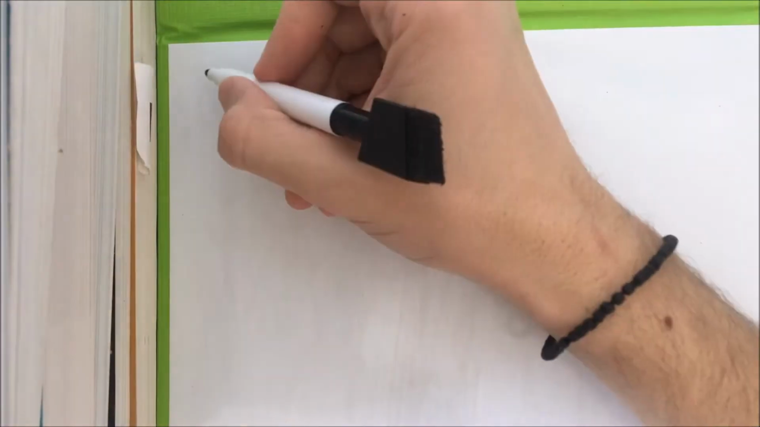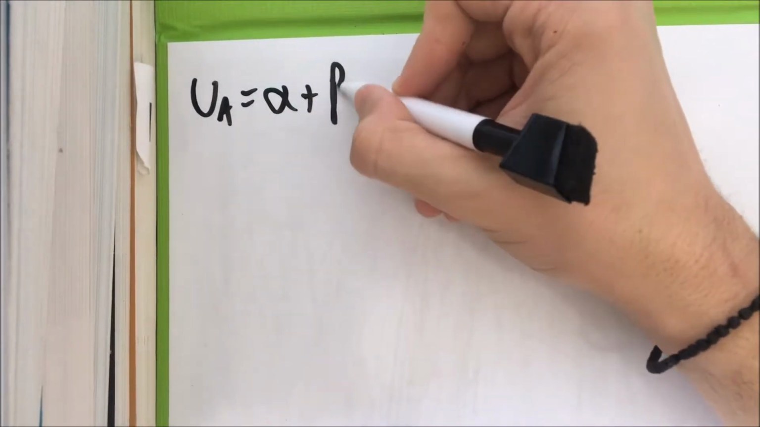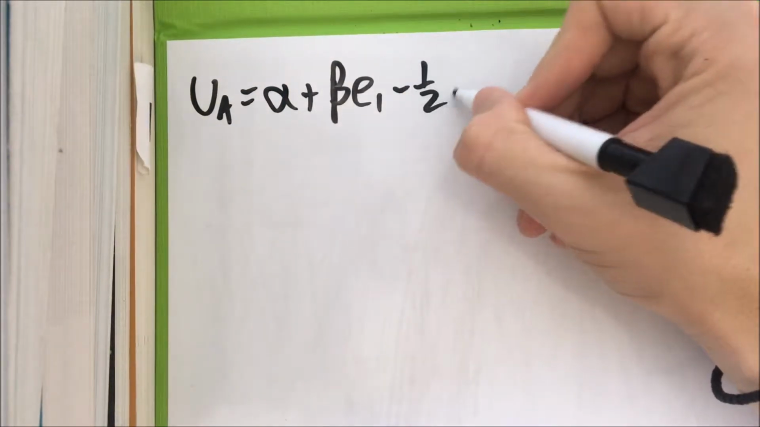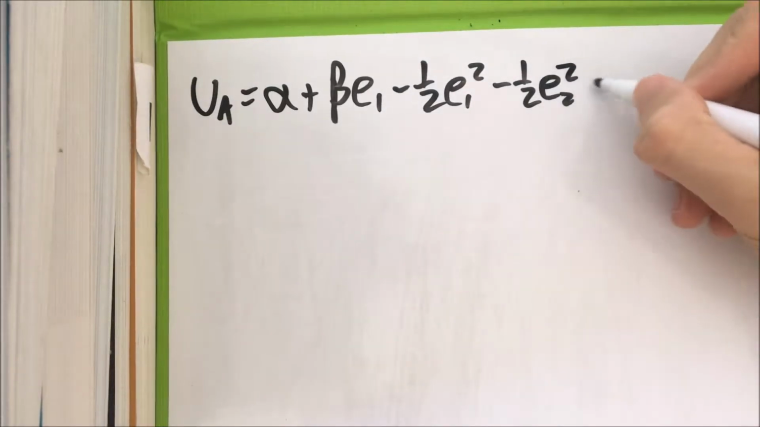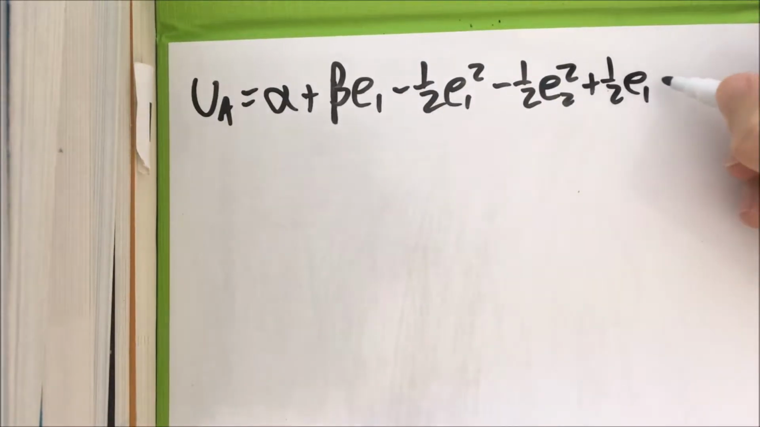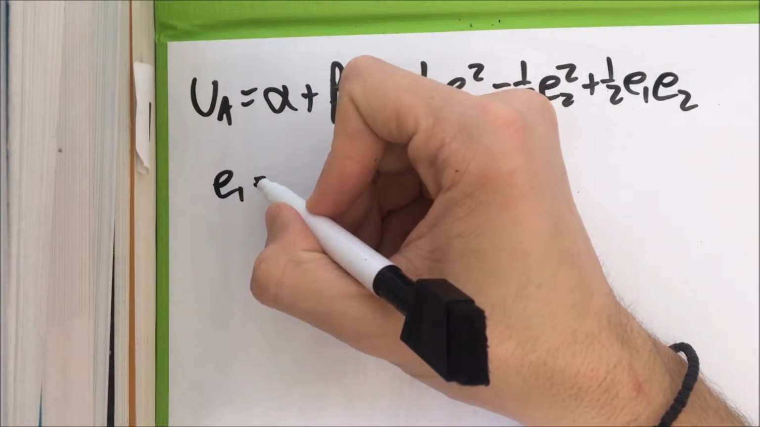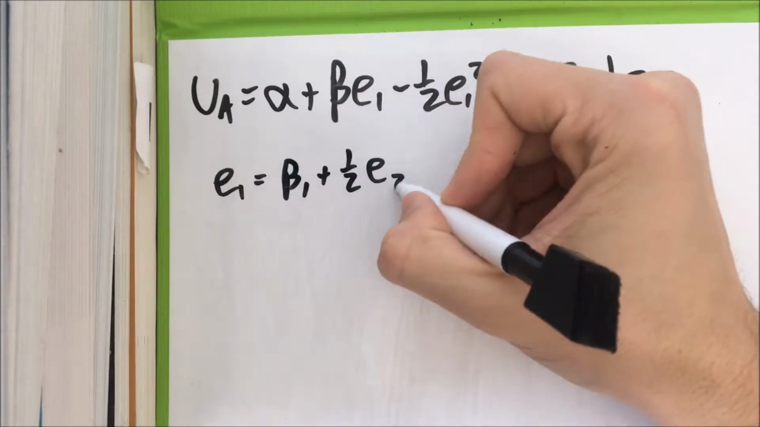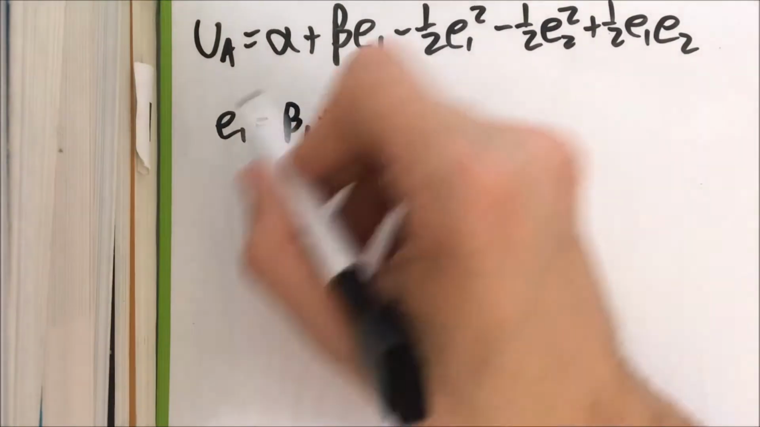I'm just resetting the whiteboard. Let's see what we had. UA was equal to alpha plus beta E1 minus half E1 squared minus half E2 squared plus half E1 E2. And we found that E1 was equal to beta plus half E2. All right, so that's what we found before. Now we're going to find the first order condition for E2.